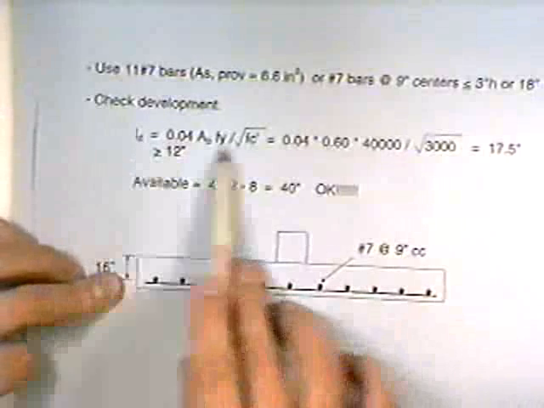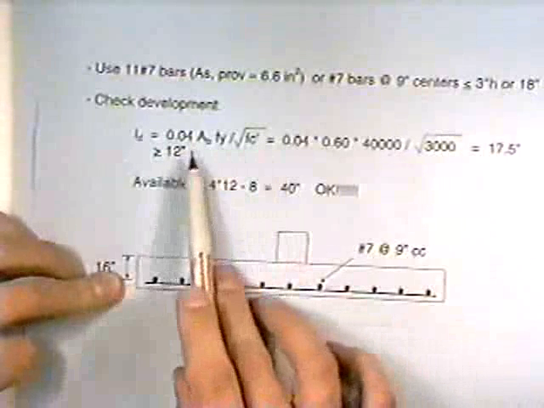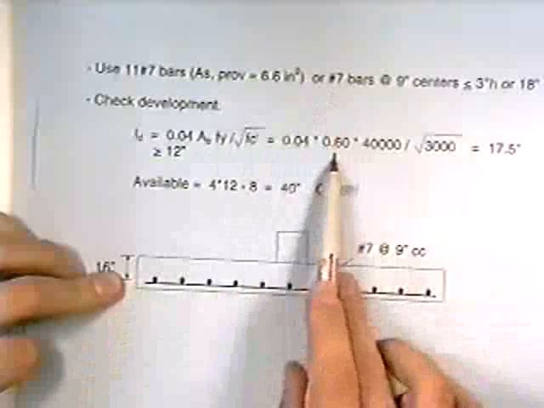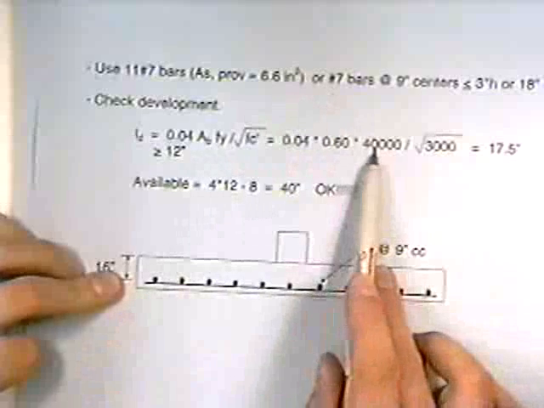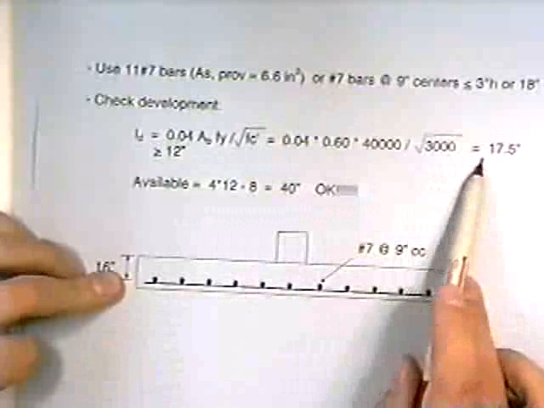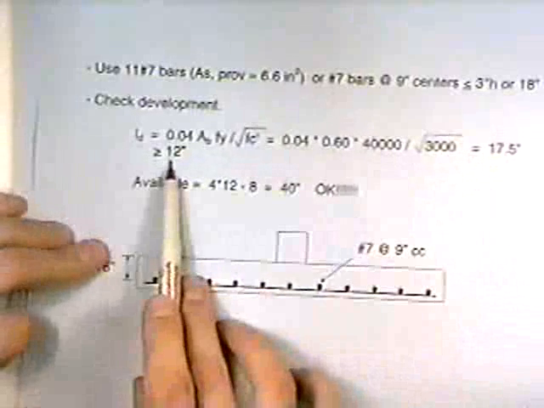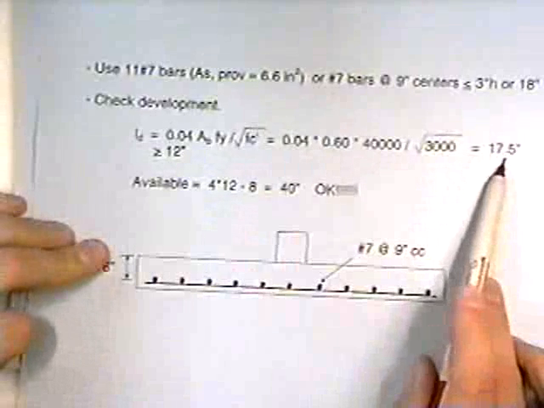Well, you have to find the development length. That's that formula from the code. 0.04 A_b, where A_b is the area of the bar. For a number 7 bar, it's 0.6. F_y is 40,000. f'c is 3,000. This turns out to be 17.5, which is greater than 12. So this is the one that governs.